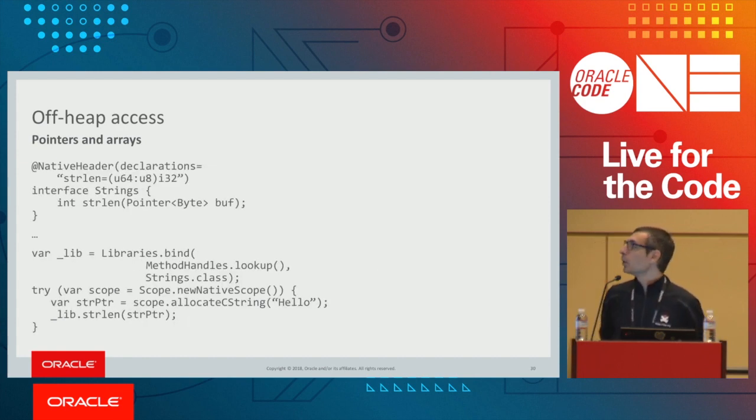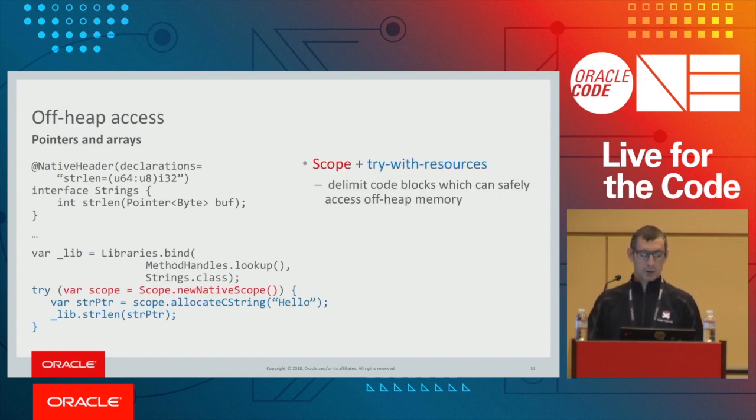This is an example of how you can get off-heap access working with Panama. Of course, we have to change our function. Now we are not calling getPid anymore. We are calling strlen. And strlen, if you look into it, is accepting a pointer to a char, which in Java is modeled as a Pointer<Byte>. So in order to be able to allocate an off-heap buffer like that, we first of all have to create a scope. And we do that in Panama, coupling it with try-with-resources.